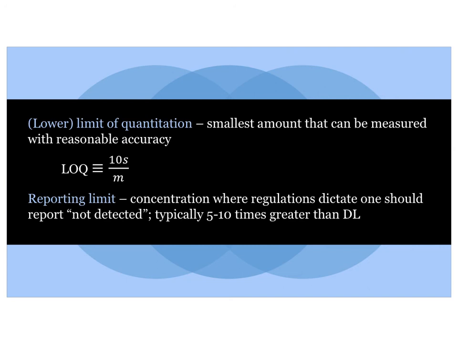The LOQ is 10 times the standard deviation of the lowest concentration samples divided by the slope of the calibration curve. This is the smallest amount that can be measured with reasonable accuracy. Even so, regulations may not require concentrations exceeding the LOQ to be reported, but rather rely on the published reporting limits for the particular industry.